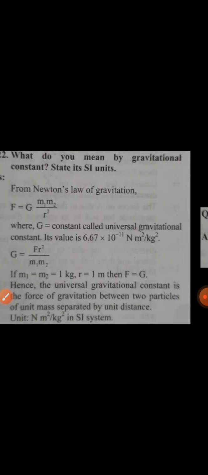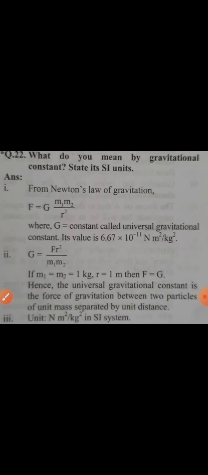Then we studied why the law of gravitation is known as the universal law of gravitation. The law of gravitation is applicable to all the material objects in the universe, hence it is known as the universal law of gravitation. That is a 1 mark type of question.